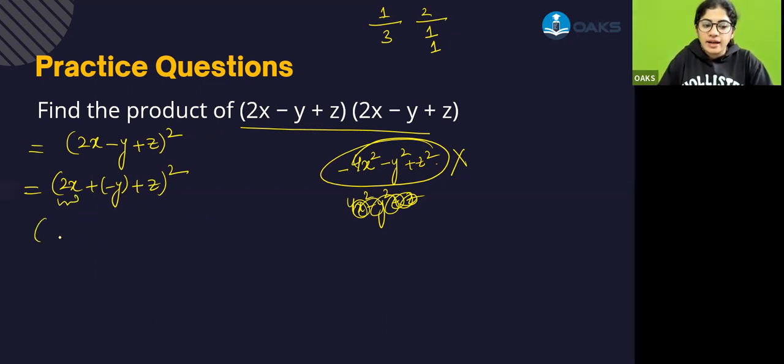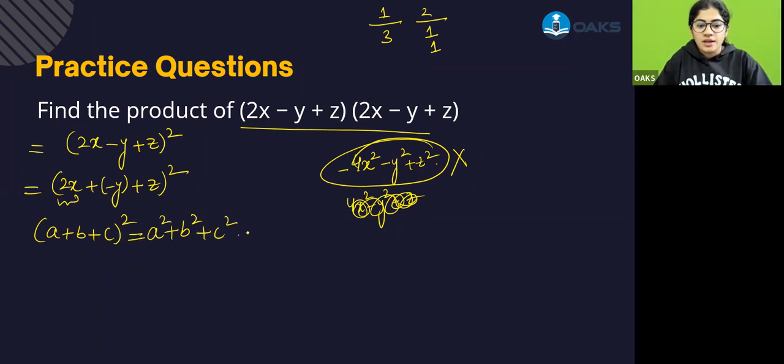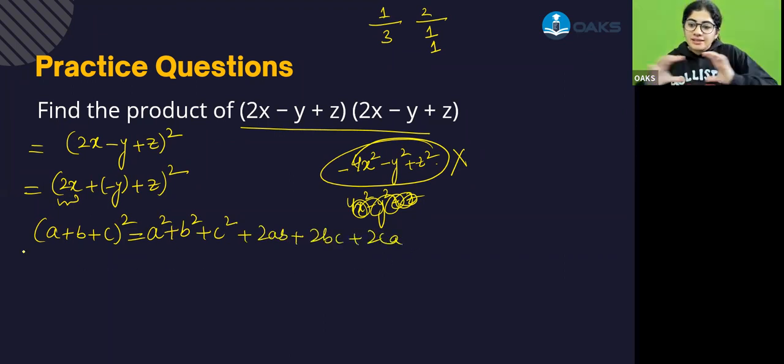Now, I'm writing the identity here. If I'm writing this as a plus b plus c whole square, the identity is a square plus b square plus c square. There are three more terms. Plus 2ab plus 2bc plus 2ca. You need to write in this format. It should contain 6 terms. Okay. So school 2 has answered correctly.